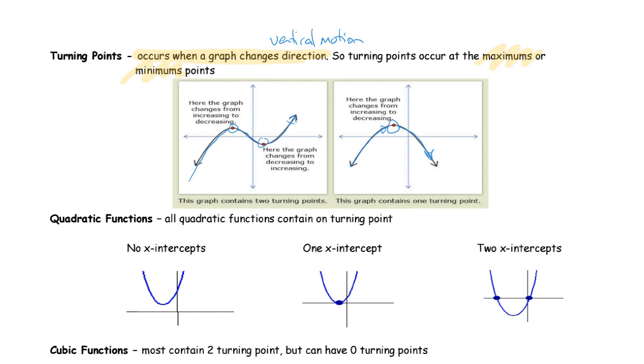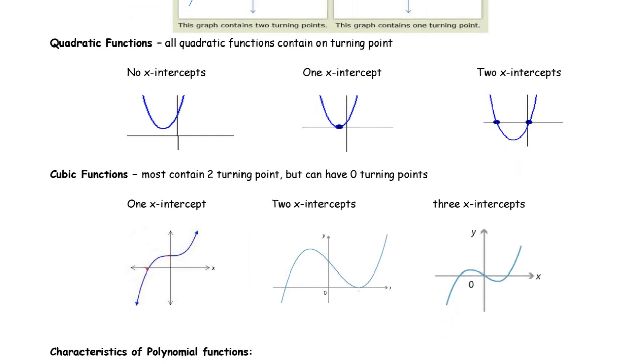Now, making some connections here, and this is really the important point, the real thrust of this particular lesson. How many turning points does each kind of function have? Well, a quadratic function will always, always, always have one turning point. It says on turning point here, it should say one turning point.